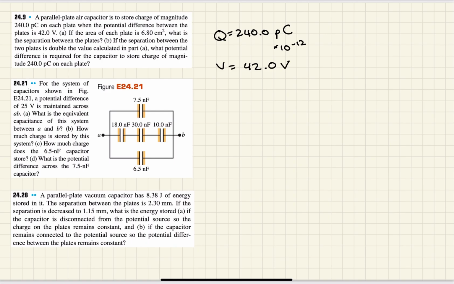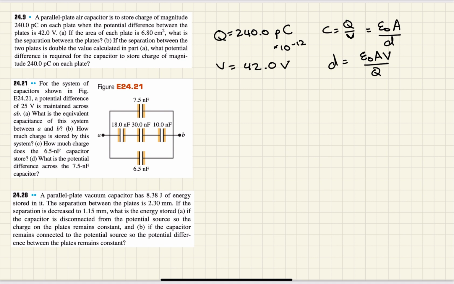Okay, so we know capacitance is equal to Q over V, and that's also equal to epsilon naught A over D, since there's no dielectric here. We know this, we know that, we just don't know D, so we solve for it. You can move the epsilon naught A to the other side and get D is equal to epsilon naught A times V over Q.